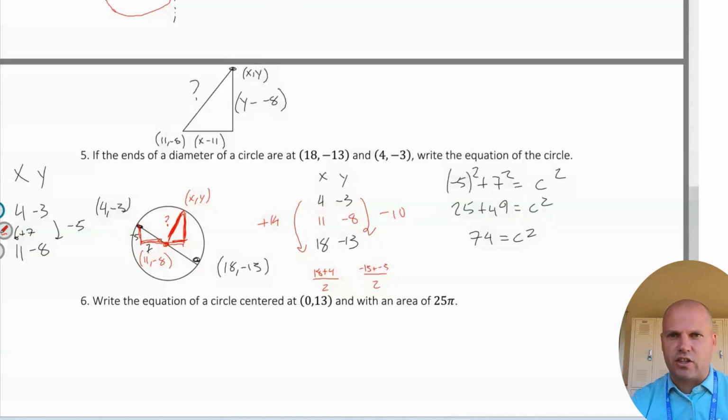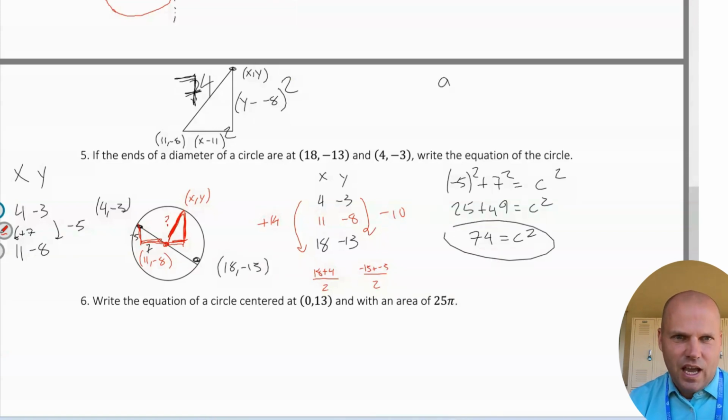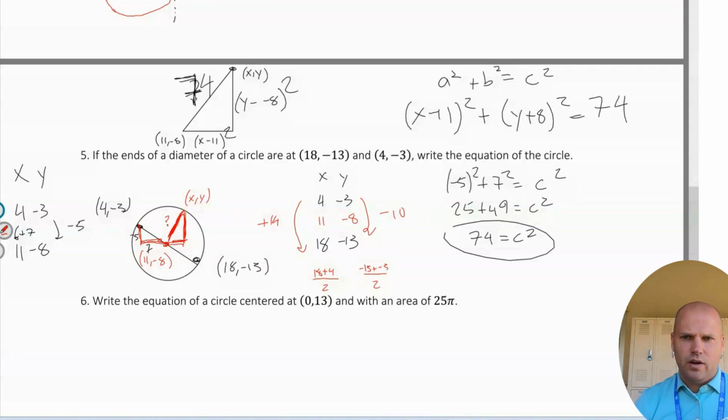I don't think we want to change this. We could look at changing this, but remember, A squared plus B squared equals C squared. We want C squared. This C is root 74. The C squared is 74.